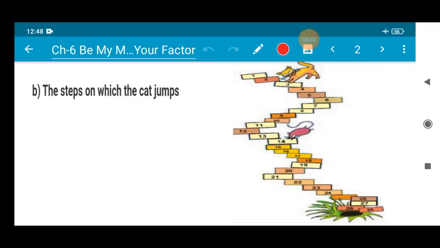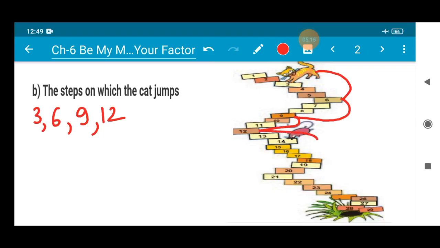All right, similarly we have B here, the steps on which the cat jumps. Now we have found the steps Kunjan touched. Now the hungry cat. At first she is on the 3rd step. Now at one time she is jumping 3 steps. So that means we have to take the table of 3. 3 2s are 6, 3 3s are 9. After 6 comes 9. Then 3 4s are 12. After that, she will be on 12. Then after 12, she will be on 15.